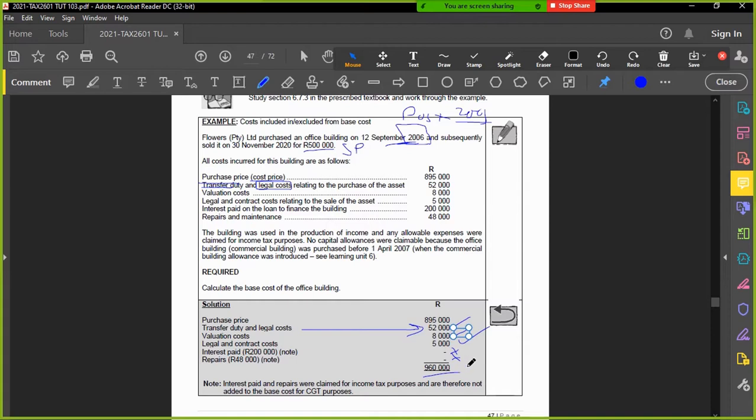960,000 as the base costs. Could you not put repairs under expenses? Yes, repairs and maintenance would be a Section 11A deduction. General deduction formula. So that would be under income. Yes, exactly. Interest would also be part of the general deduction, because it is interest paid on the loan of the building.